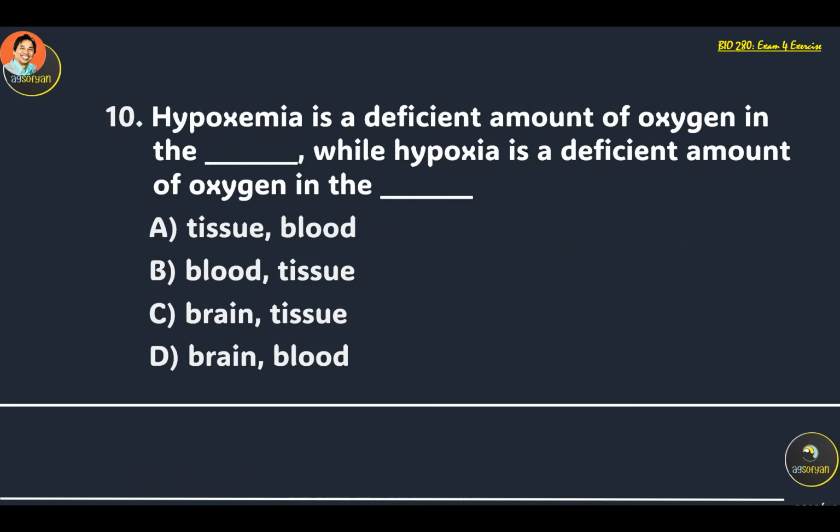Hypoxemia. Hypoxemia is a deficient amount of oxygen in blank, while hypoxia is a deficient amount of oxygen in the blank. A, B, C, or D. Okay, you already know the terminology. Emia means blood.